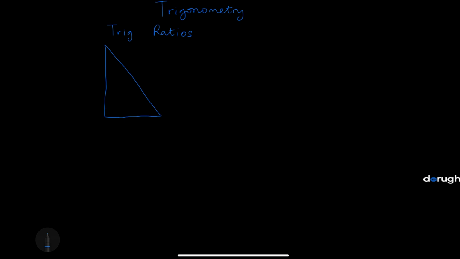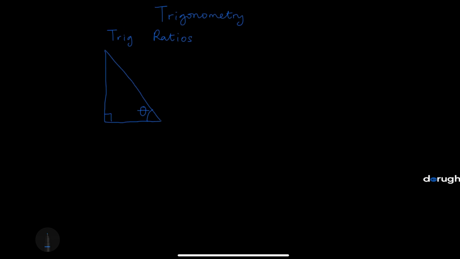obviously we know that this angle is 90 degrees. Then we're trying to find one of the angles, any of the other angles in that triangle. Let's say this one is our unknown angle theta. Then we want to know the different lengths of sides of that triangle.